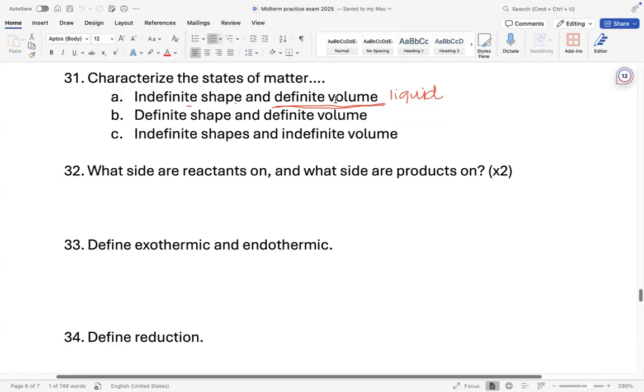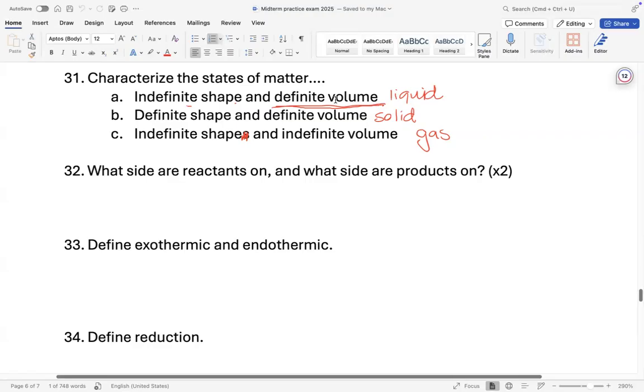A definite shape and a definite volume is a solid. If I throw the solid on the ground, it's maintaining the same shape. Indefinite shape and indefinite volume is a gas. Gases will take on the shape of their container, but they can also be compressed down. I could take all of the gas in the room and compress it down into something like a helium tank.